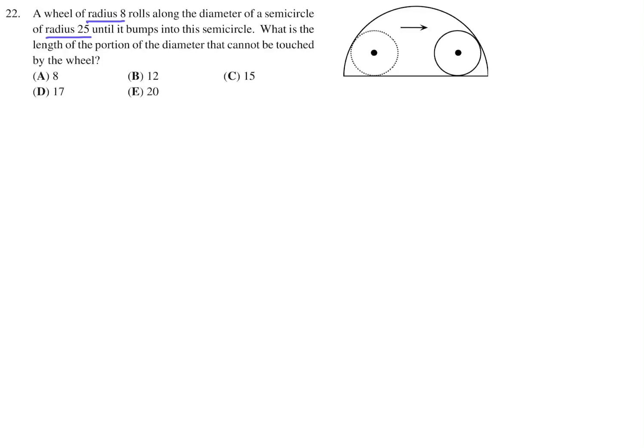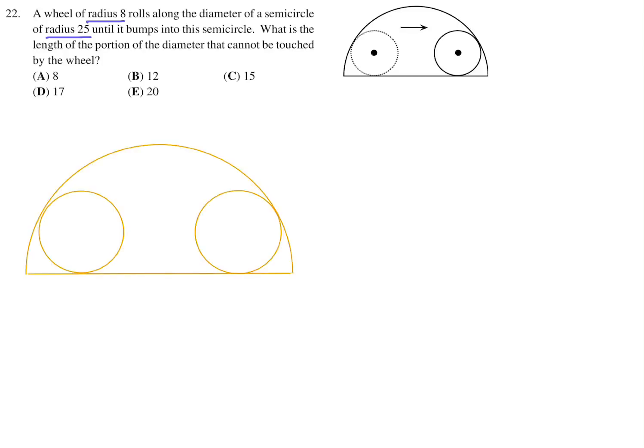All right, so I'm going to draw this out a little bit bigger. All right, so first let's try to understand what the question is asking us, and then we can approach how to solve it. So this is a wheel here, a small wheel, and it's got a radius of 8. So from here to here is 8. And it's going in that direction. So initially it touches the big semicircle. So this is the diameter. And it touches the big semicircle at that point right there.